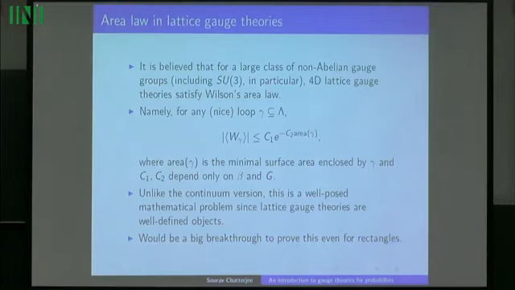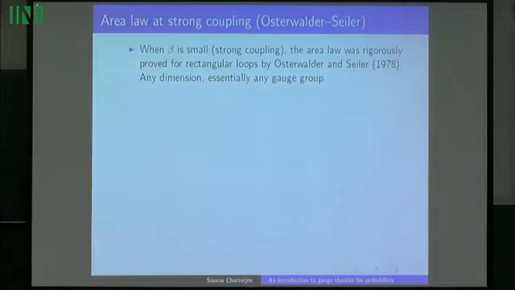Anyway, isn't it proven for small beta? Small beta, yeah, I'm coming to that. In 4 dimensions also? Yeah, in any dimension. The Osterwalder-Seiler theorem says that when beta is small, the area law was rigorously proved in any dimension for essentially any gauge group. So when beta is small enough, this always holds.